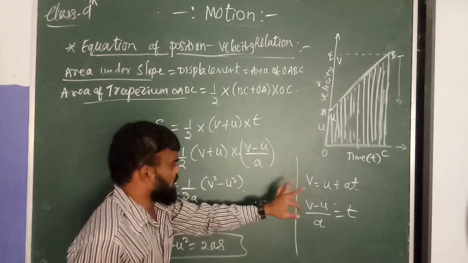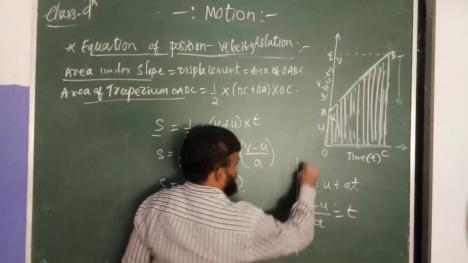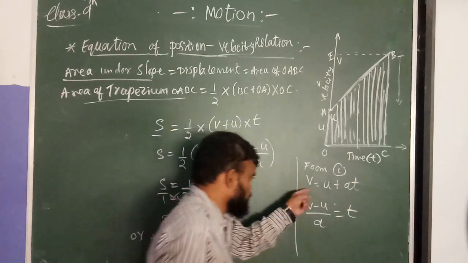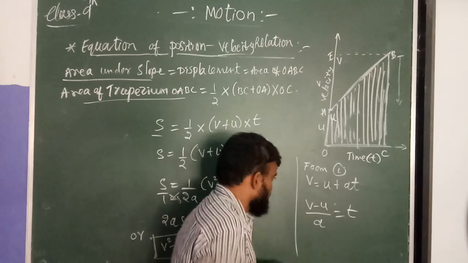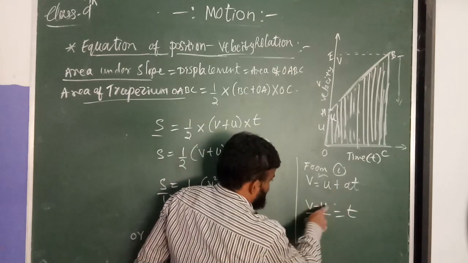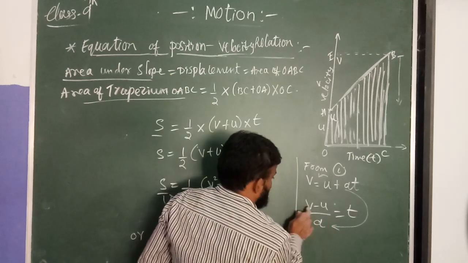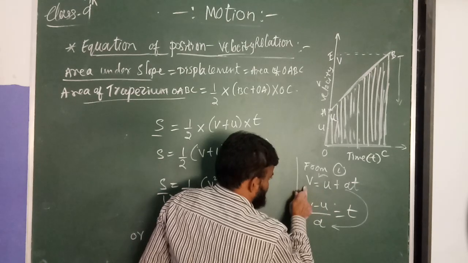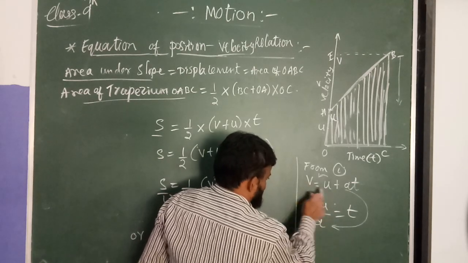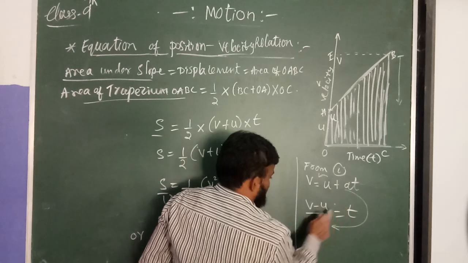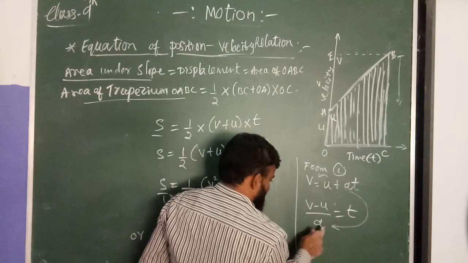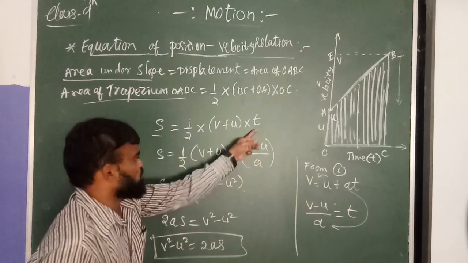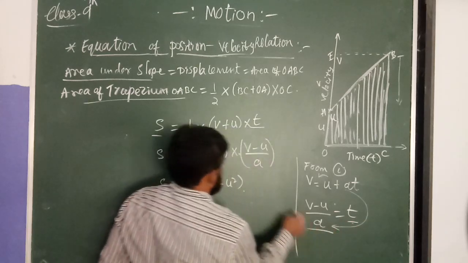Now we take the time T from equation 1. What is equation 1? V is equal to U plus AT. If I transpose this U, it will become minus U. V minus U is equal to AT, and the A value I take to the denominator. Then V minus U divided by A is equal to T. So in place of T, I have replaced V minus U divided by A.